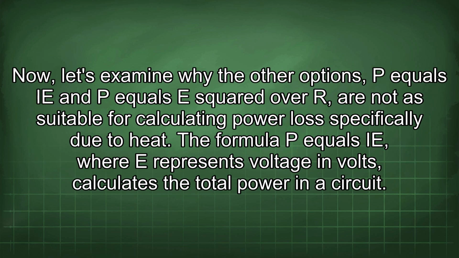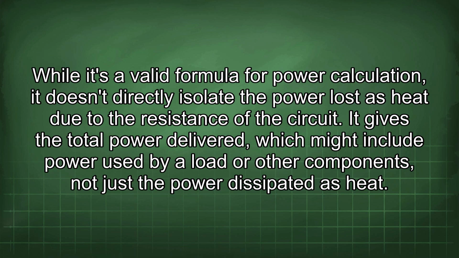Now, let's examine why the other options, P equals I times E and P equals E squared over R, are not as suitable for calculating power loss specifically due to heat. The formula P equals I times E, where E represents voltage in volts, calculates the total power in a circuit. While it's a valid formula for power calculation, it doesn't directly isolate the power lost as heat due to the resistance of the circuit. It gives the total power delivered, which might include power used by a load or other components, not just the power dissipated as heat.